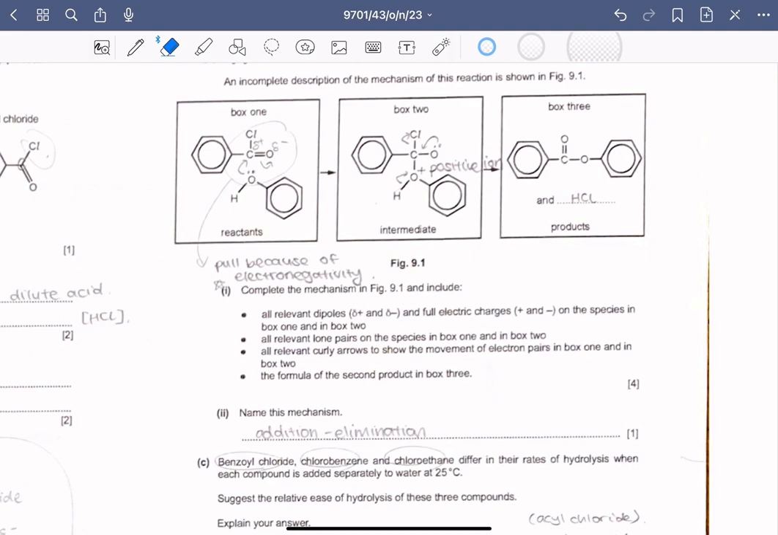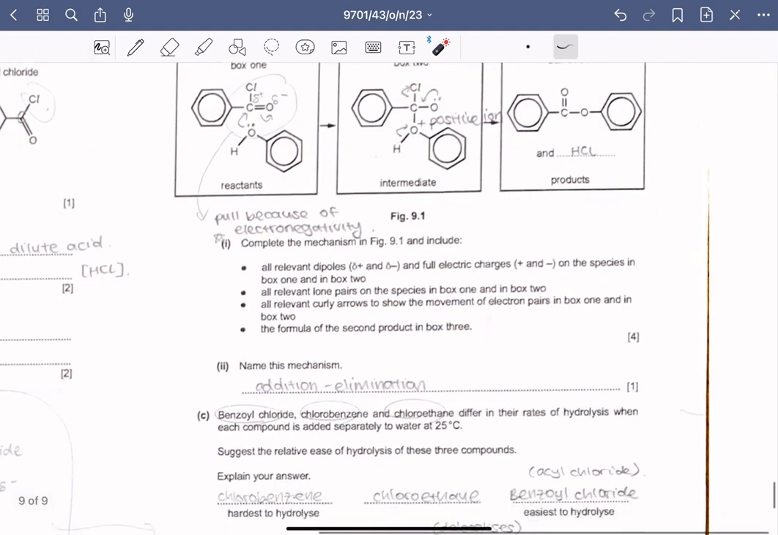this compound, and when the electrons here are donated to the O positive ion, the H is released, and so this bond is formed, and the Cl atom is also released, and the lone pair actually forms a bond here. So there's a double bond that is formed, and HCl is formed because H+ and the new Cl- bond together. Name the mechanism. It is addition-elimination reaction.